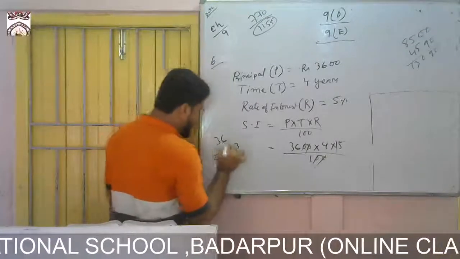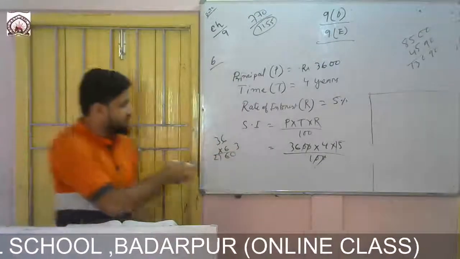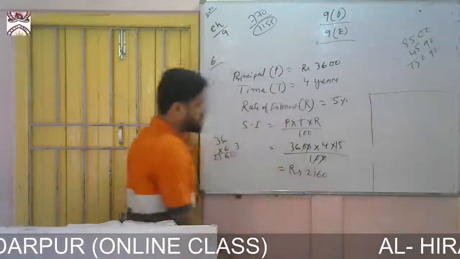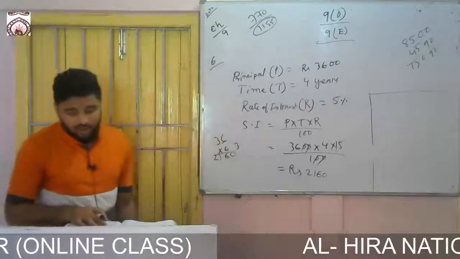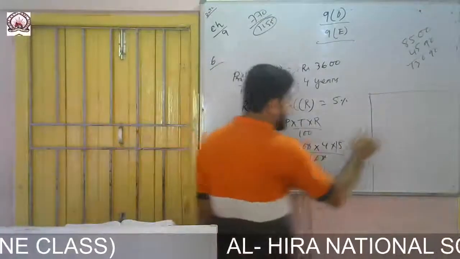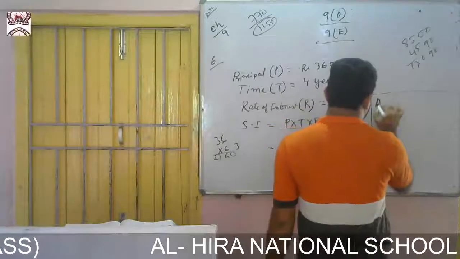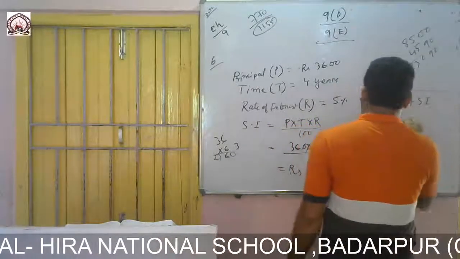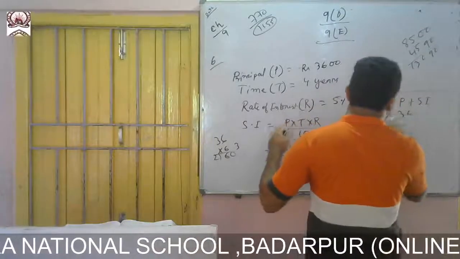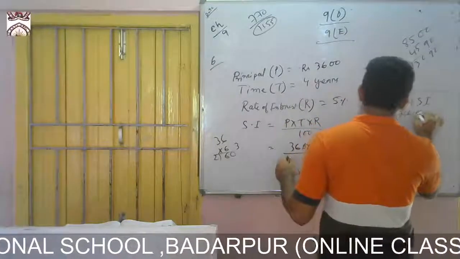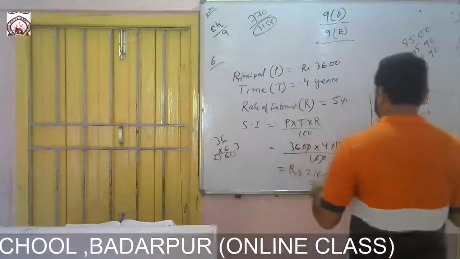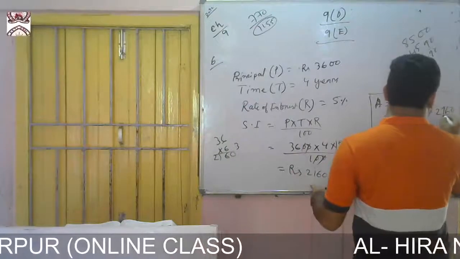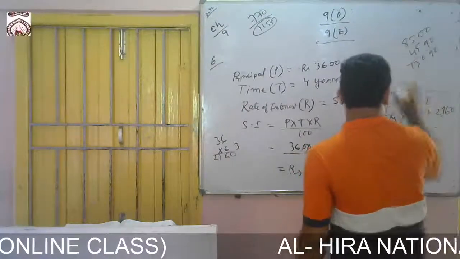If you multiply them, you get rupees 2160. Now we know amount is P plus I. Amount equals P plus SI. P is rupees 3600, plus SI, which is 2160. So you add it.